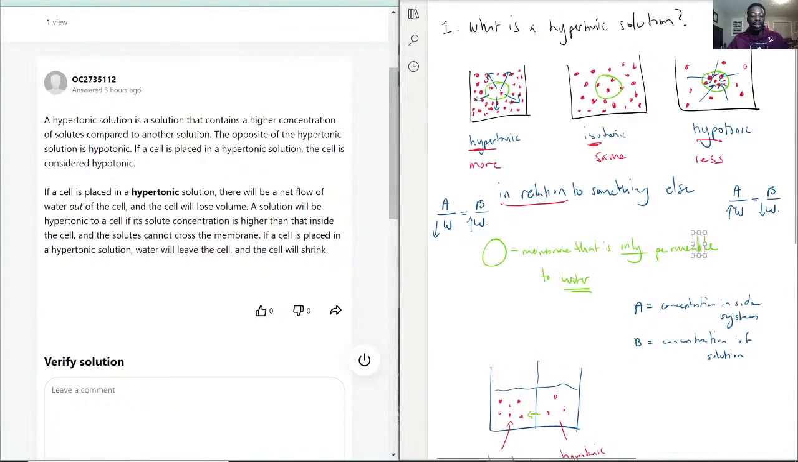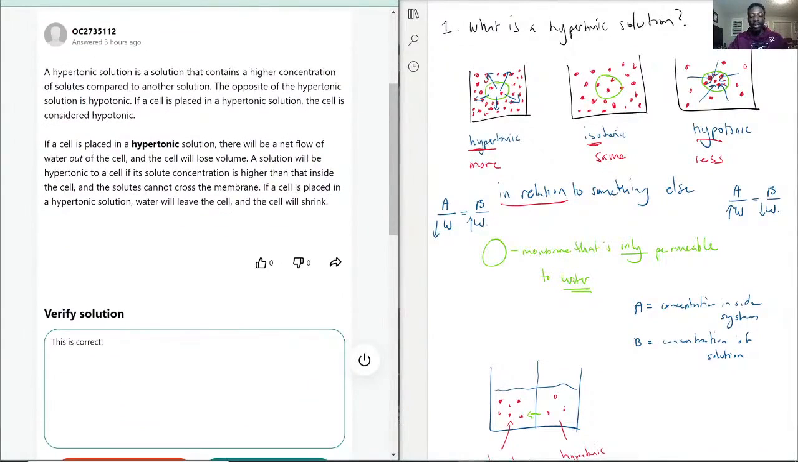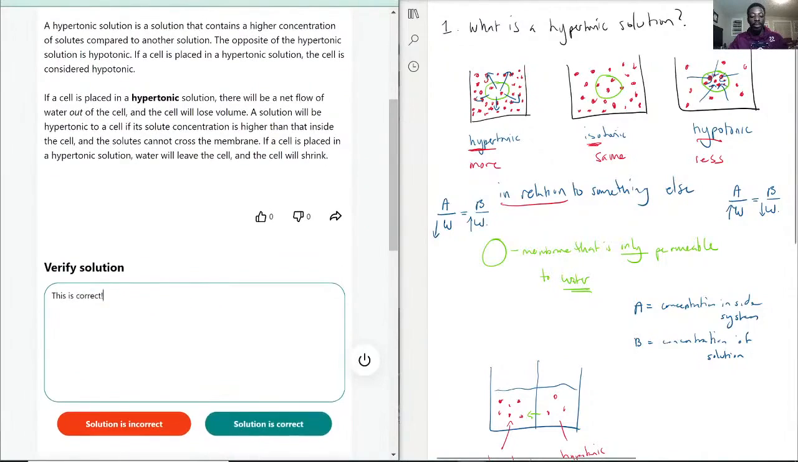If you want to take a quick look at that, as I say, this is correct. You can pause the video even, just really take some nice notes. But other than that, let's move on to question 2.